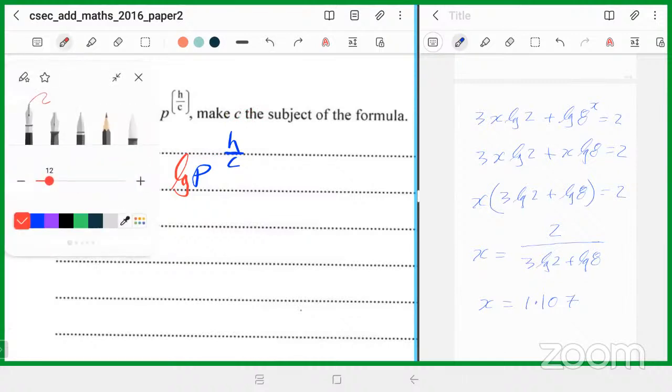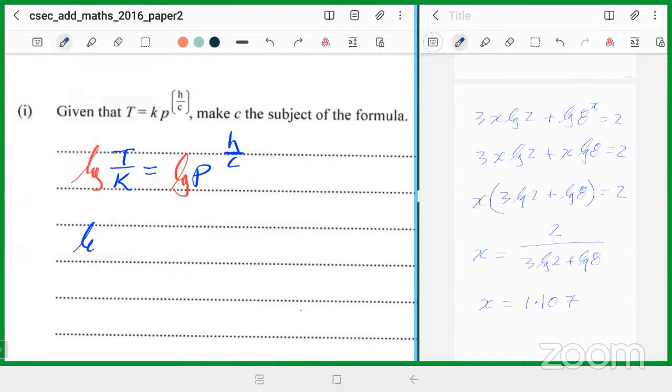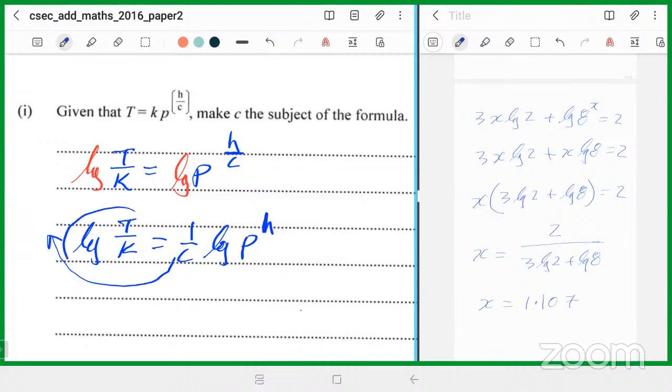So then this will become the log of T over K equals 1 over C times the log of P to the H. I'm not moving the H. I don't need to move the H. Do you understand that? Yes, sir.